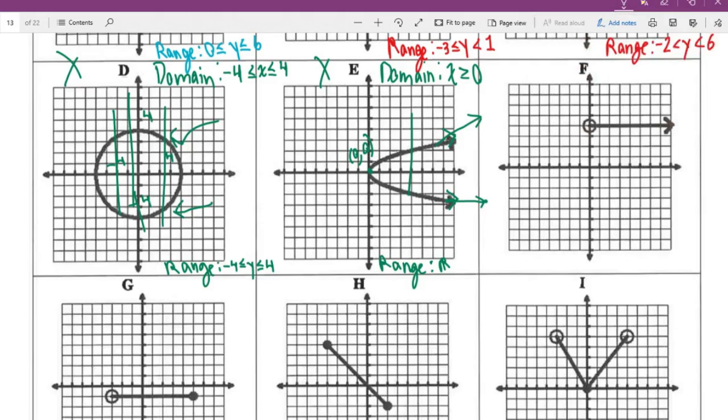So take a second to try F on your own, pause the video, see what you get, and I'll give you a few seconds and we'll do it together.